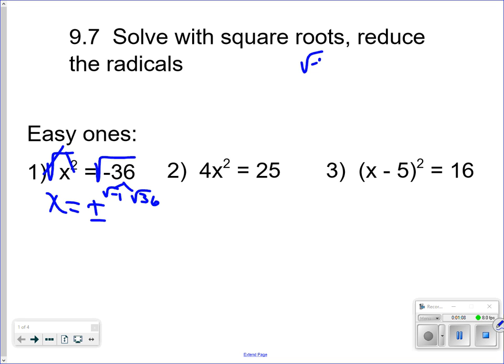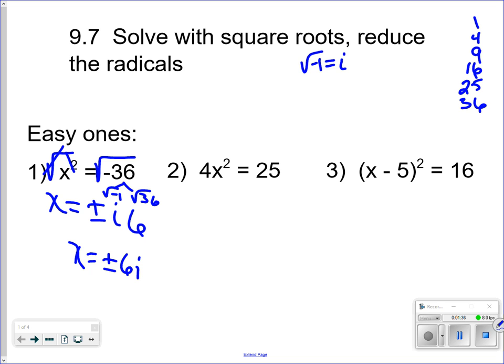I'll put this up here for you again. And don't forget some of our first few perfect squares. Square root of negative 1 is your i term. 36 comes from 6. And we're going to flip this around so it's written the correct way. Plus or minus 6i. Number 2, 4x squared equals 25.